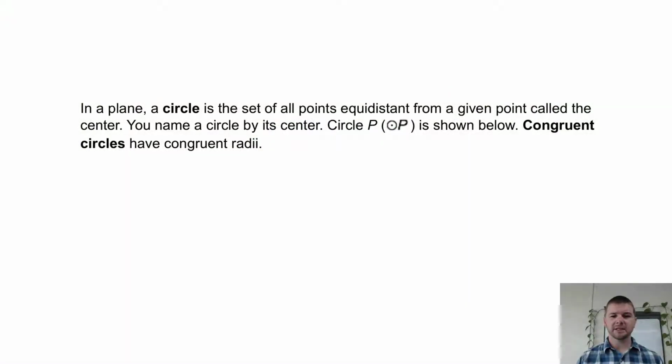In a plane, a circle is the set of all points equidistant from a given point called the center. You name a circle by its center. Circle P, otherwise known as this circle symbol P, is shown below on the next slide. Congruent circles have congruent radii.